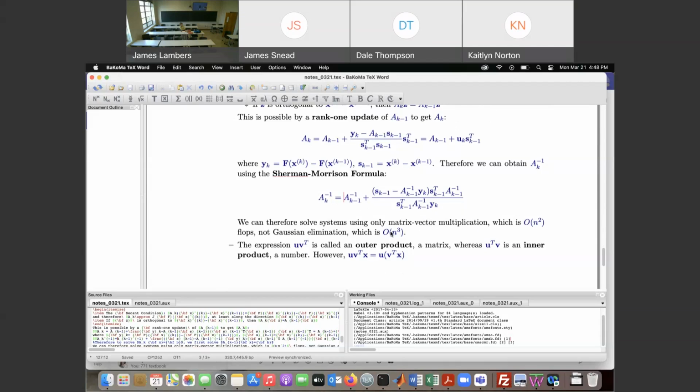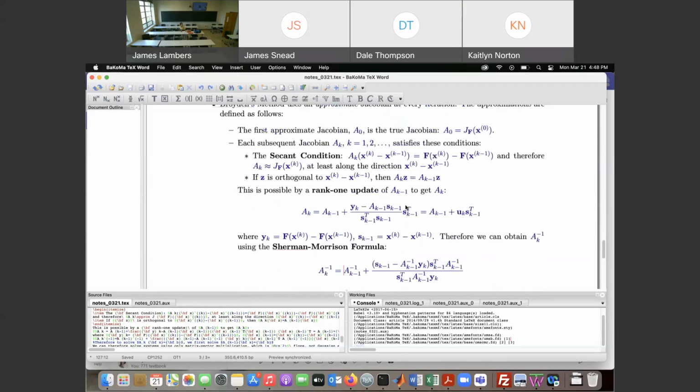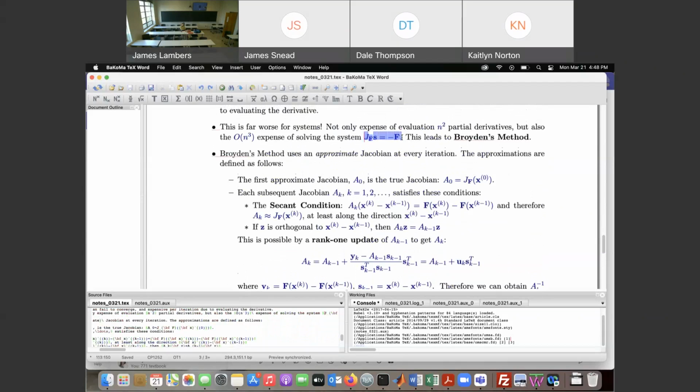So we've reduced the work per iteration by an order of magnitude by using the Sherman-Morrison formula to get our approximate Jacobian, and then solving the system that we need to solve, where it's just matrix vector multiplication by an inverse, instead of solving this system at every iteration using Gaussian elimination or whatever other method that would cost order n cubed operations.